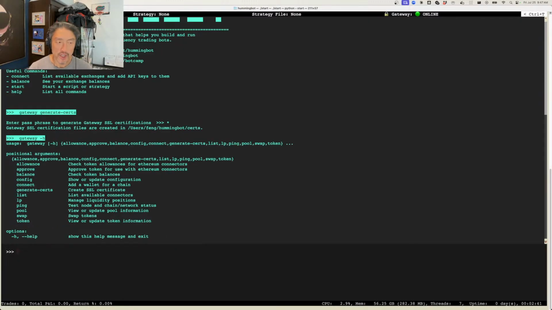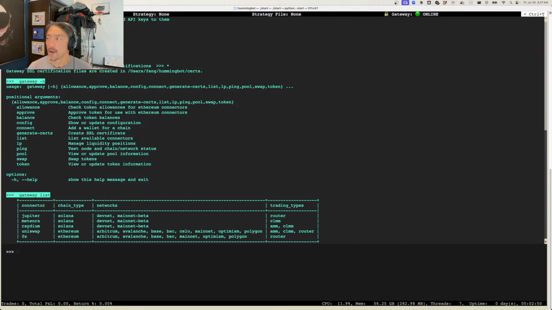If you run gateway -h, that shows you the help command. The first one you probably want to do is something like gateway list to see what's available. This shows you the list of connectors that are available. So we can connect to Jupiter, Meteora, Raydium, and Uniswap. Every connector, every DEX, is linked to a specific chain. Here are the networks on a chain where those DEXs are available, and here are the trading types. The actual connector name is more like Jupiter/router or Meteora/AMM, because these are the subfolders that define the routes that are available.